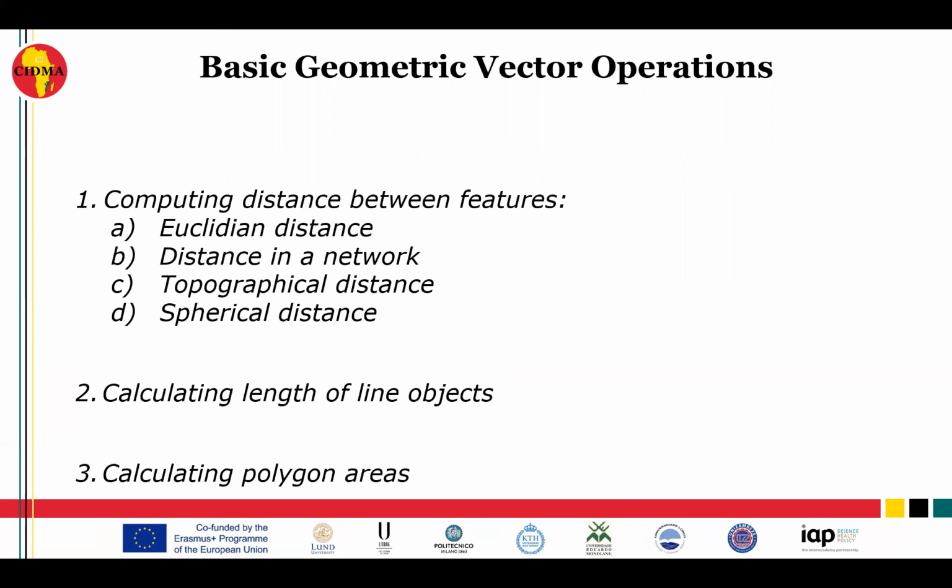And then we may have a topographical distance if we're out in the landscape and hiking, for instance. We may need to climb up and down a mountain in order to go from A to B. And then we also have spherical distance. If we have a very long distance, we have to take into consideration the Earth rounding.